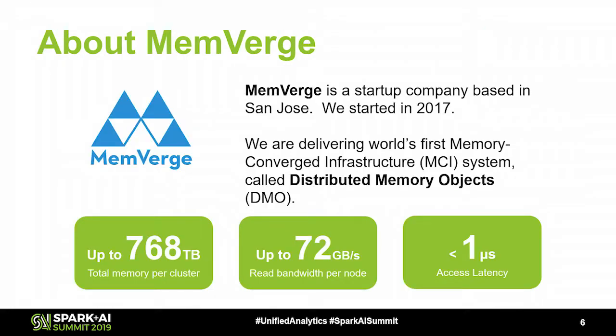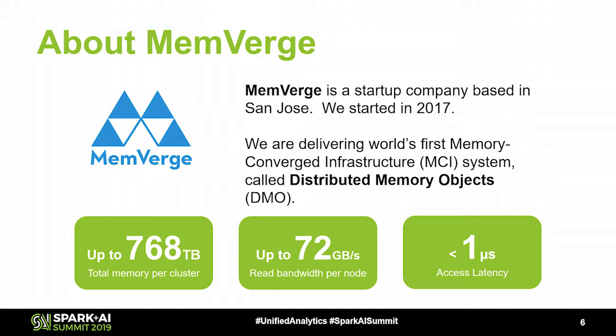About MemVerge: MemVerge is a startup company based in San Jose, and we started in 2017. We are delivering the world's first memory converged infrastructure, called MCI, and our system is called Distributed Memory Objects, DMO. We are trying to deliver a system with total capacity up to 768 terabytes, and per node we are targeting 72 gigabytes per second read bandwidth and lower than 1 microsecond access latency.